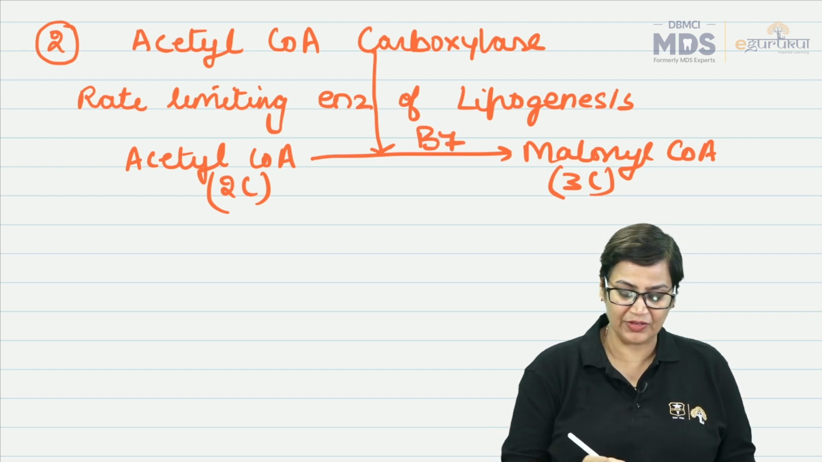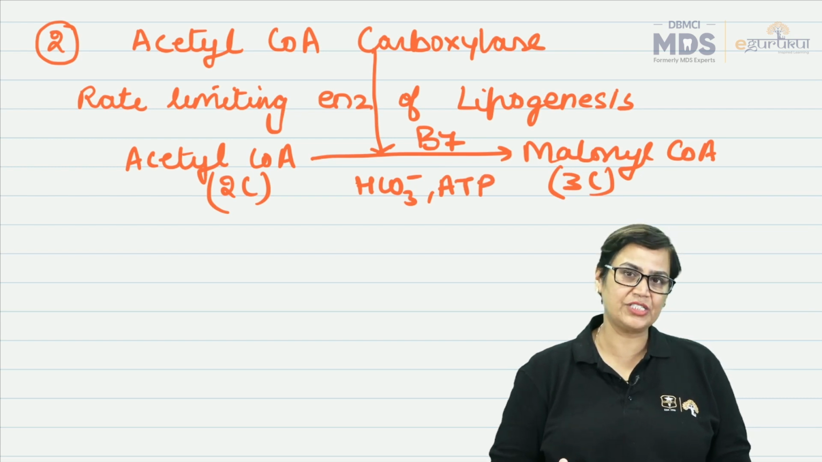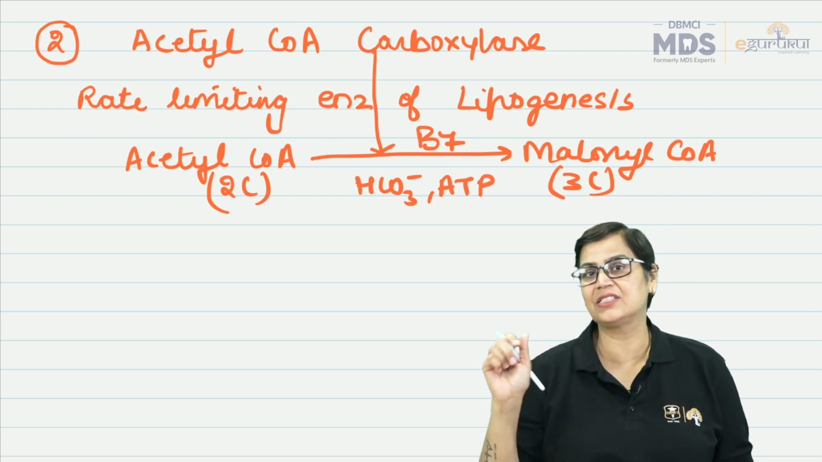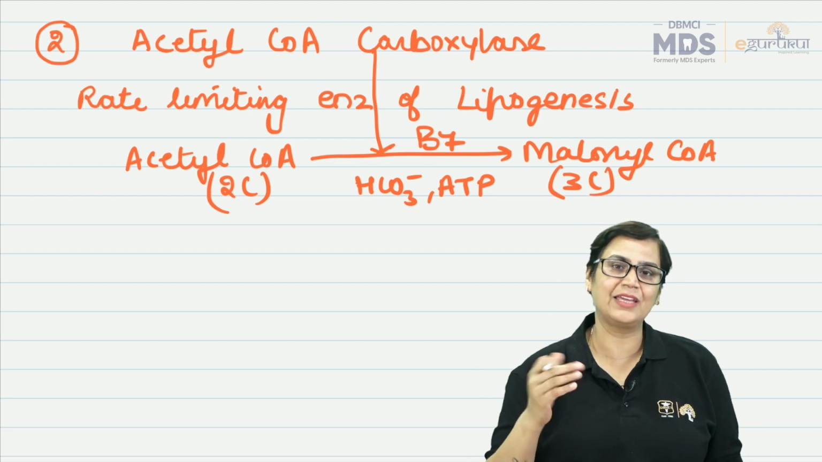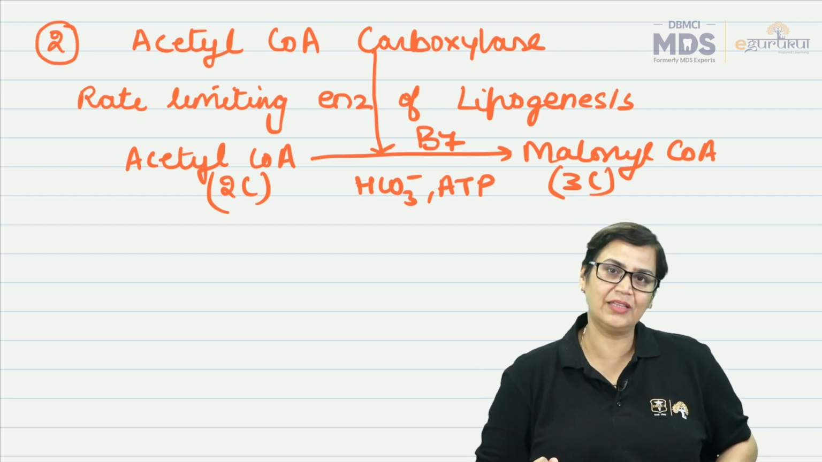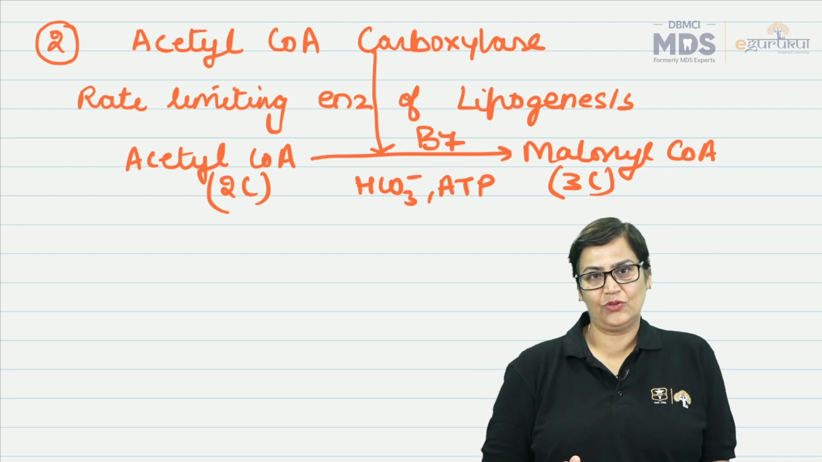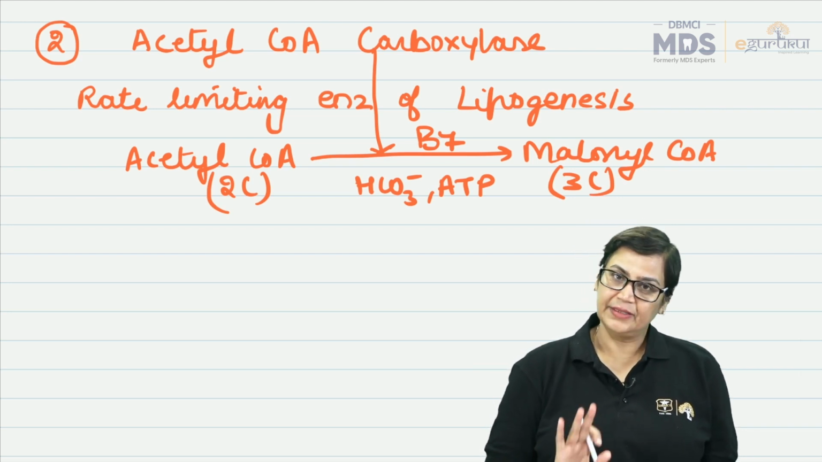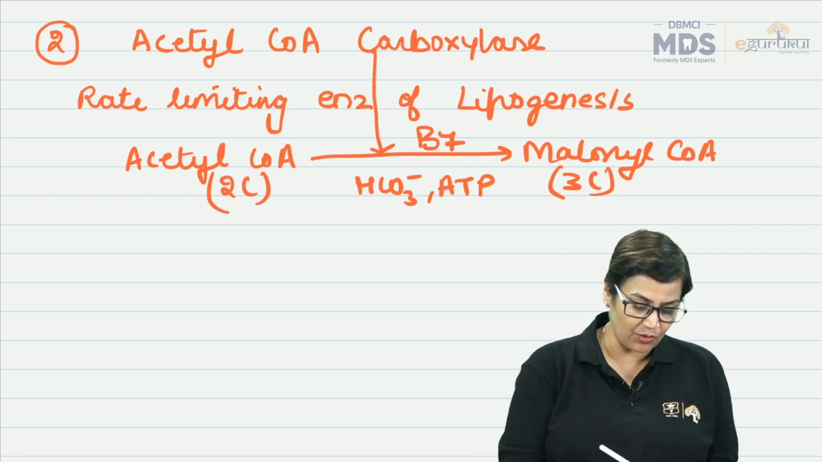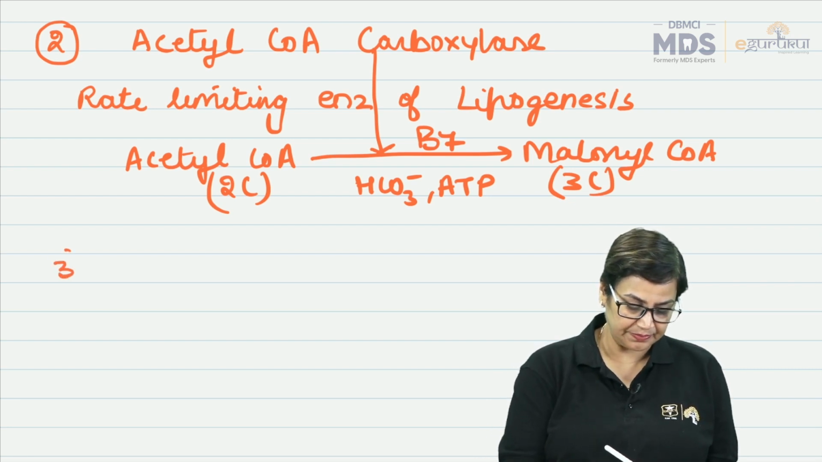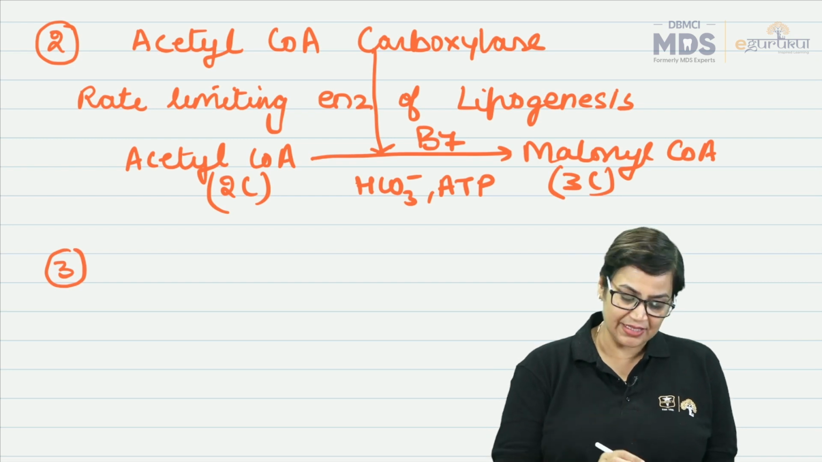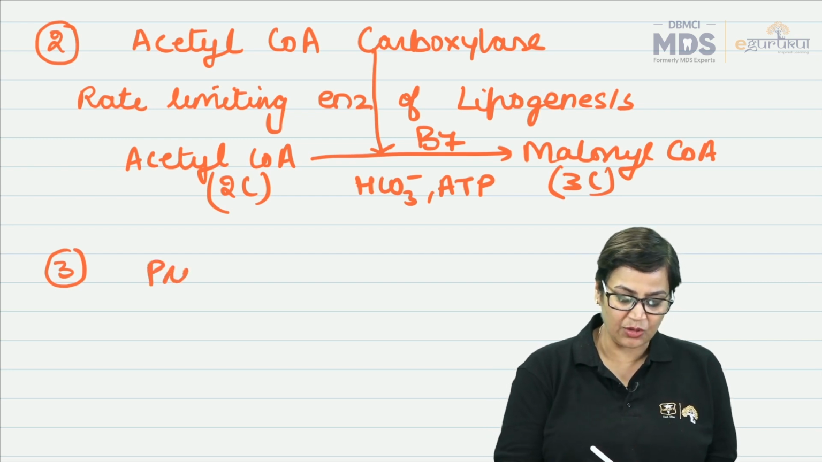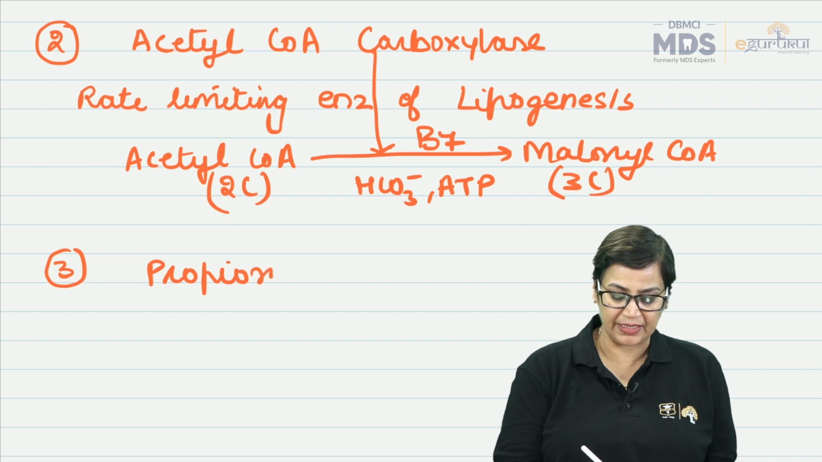साथ में क्या बनता है? Obviously I told you the 3 components, bicarbonate ions and ATP. Because the question can be asked like this also, if the reaction is given to you and you have to fill in the blank what all are the coenzymes or the cofactors for this. So this is again a very important reaction. Clear? And the third carboxylation reaction which requires this is propionyl coenzyme A carboxylase.